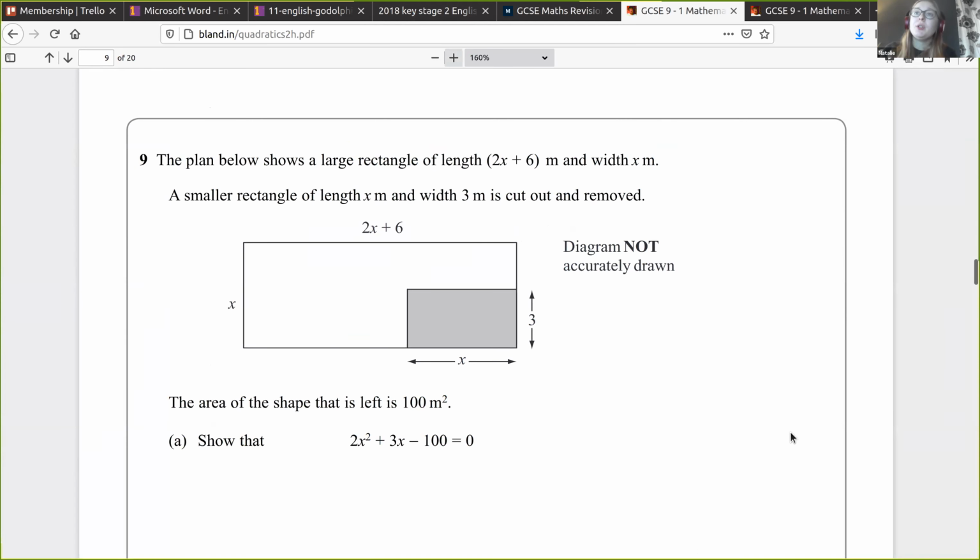The plan below shows a large rectangle of length 2x plus 6 meters and width x meters. A smaller rectangle of length x meters and width 3 meters is cut out and removed. The area of the shape that is left is 100 meters squared. Show that 2x squared plus 3x minus 100 is equal to 0. So, by all means, pause the video and have a go at this yourself. I'm going to talk you through the solution now.